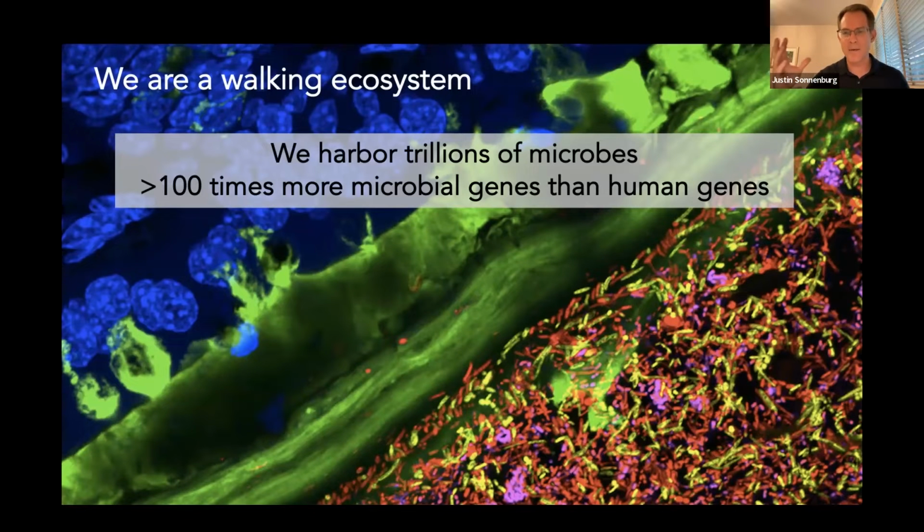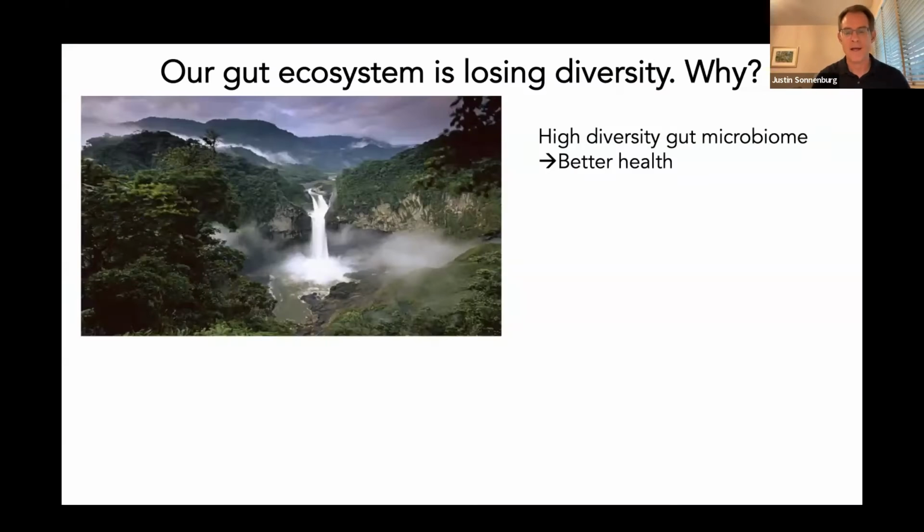There's a tremendous composite genome in these microbes, with over 100 times more genes than in our human genome. That means these microbes are bringing incredible metabolic capabilities and developmental signals, and we're still trying to understand this tremendous roster of genetic material. But one of the really important things to realize is that our gut ecosystem is losing diversity in the industrialized world. And we know that generally higher diversity of the gut microbiome is equivalent to better health.